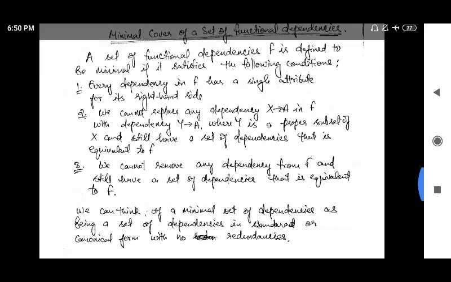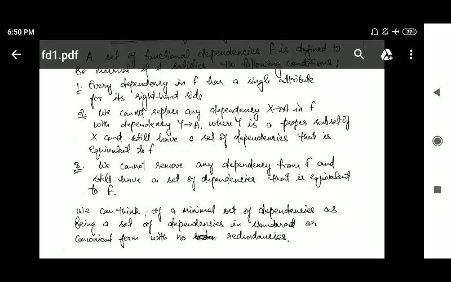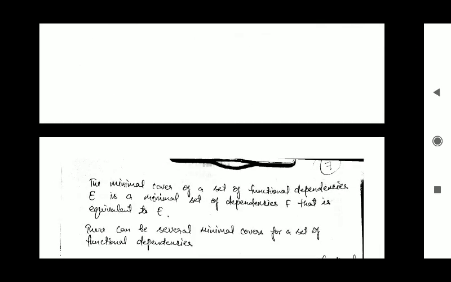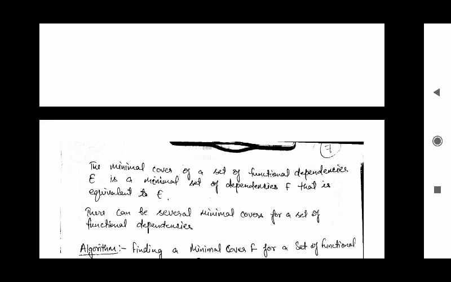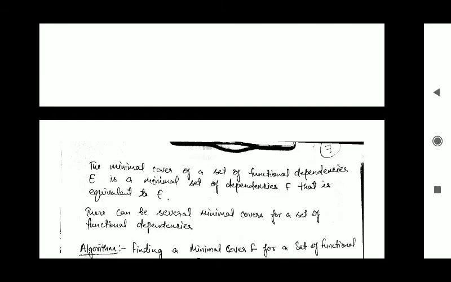The third condition is that we cannot remove any dependency from F and still have a set of dependencies that is equivalent to F. We can think of a minimal set of dependencies as being a set of dependencies in a standard or canonical form with no redundancies. The minimal cover of a set of functional dependencies E is a minimal set of dependencies F that is equivalent to E. There can be several minimal covers for a set of functional dependencies.